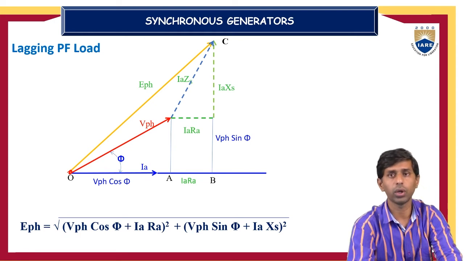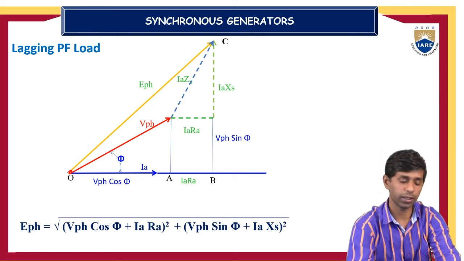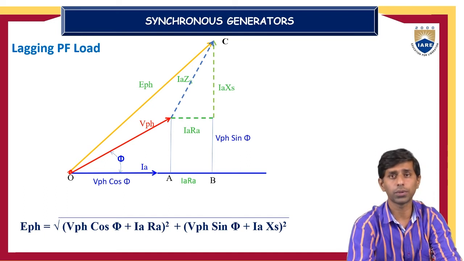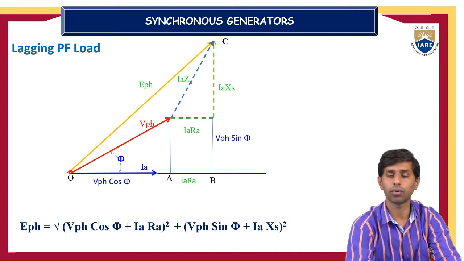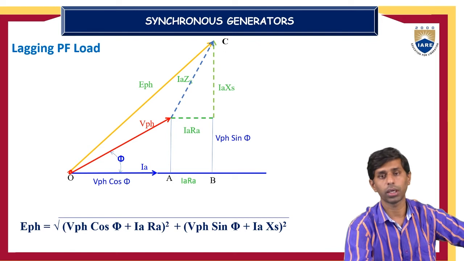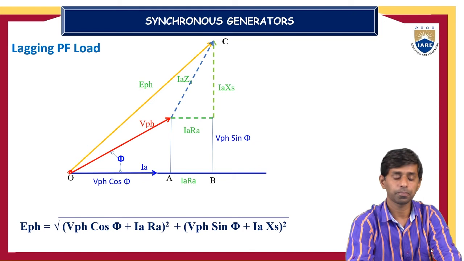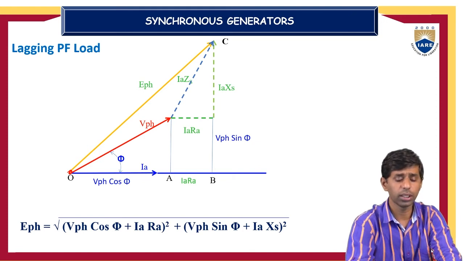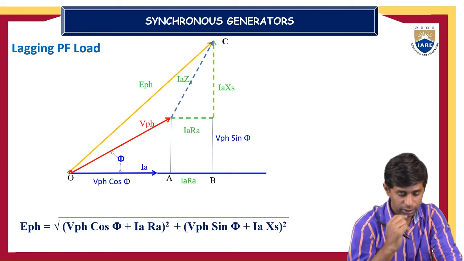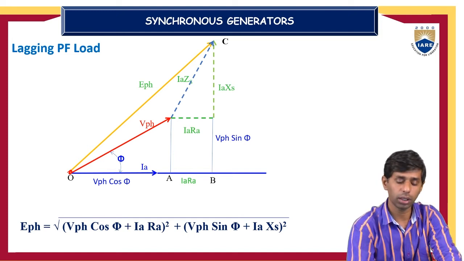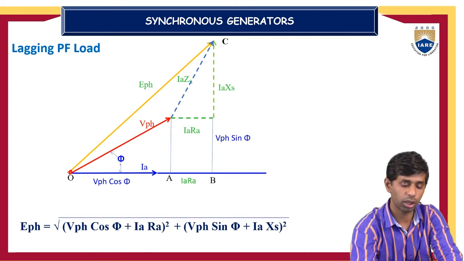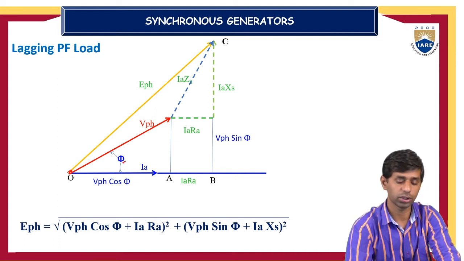Under lagging power factor loading conditions, voltage leads the current by a certain phase angle phi. If it is exactly zero lagging power factor, the phase angle between voltage and current is obviously 90 degrees. But I am not confining it to zero lagging power factor. It may be more than that. That is why I am not mentioning the phase angle between voltage and current as 90 degrees. So here the voltage V phase is a leading vector and the current is a lagging vector with an angle called phi, the phase angle between voltage and current.